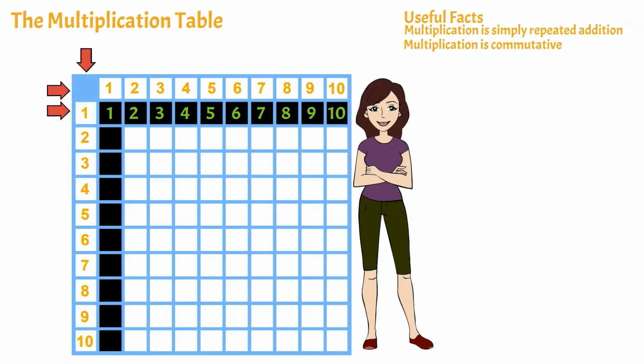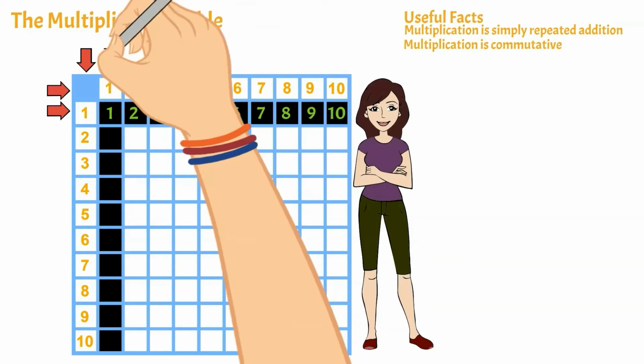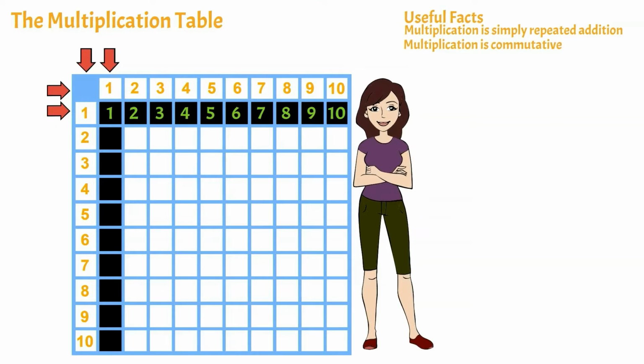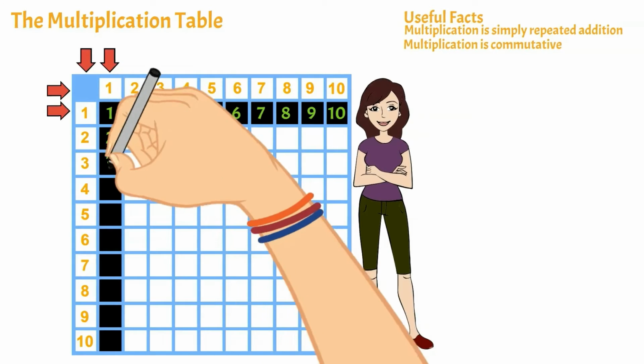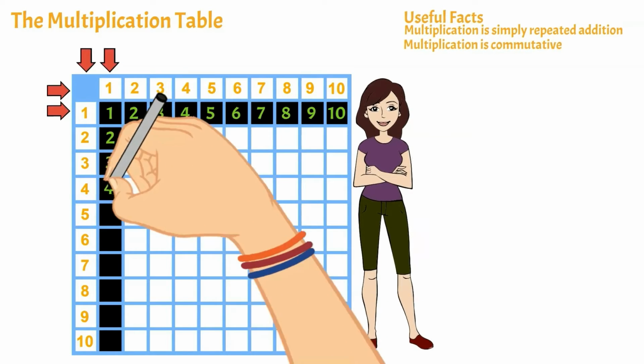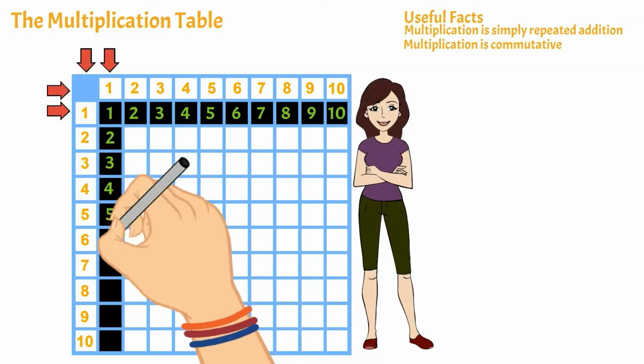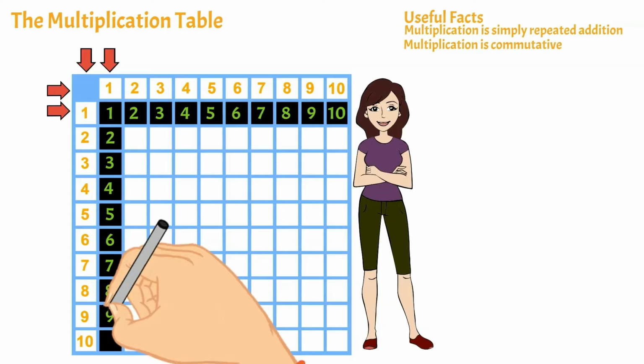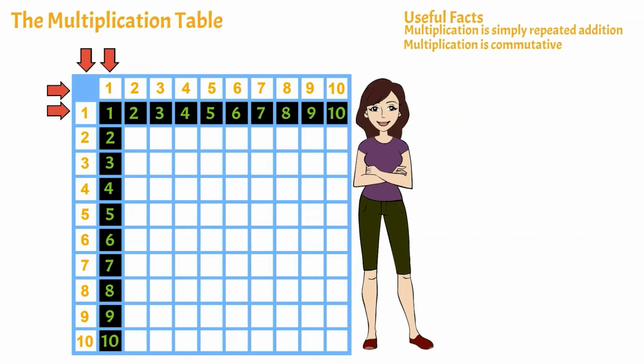If we do the other way around, it will give us the same answers. So here, we will also have 1, 2, 3, 4, 5, 6, 7, 8, 9, 10. Multiplication by 1 is very easy. Any number multiplied by 1 or vice versa is equal to the number. Multiplication by 1 is simply counting from 1 to 10.